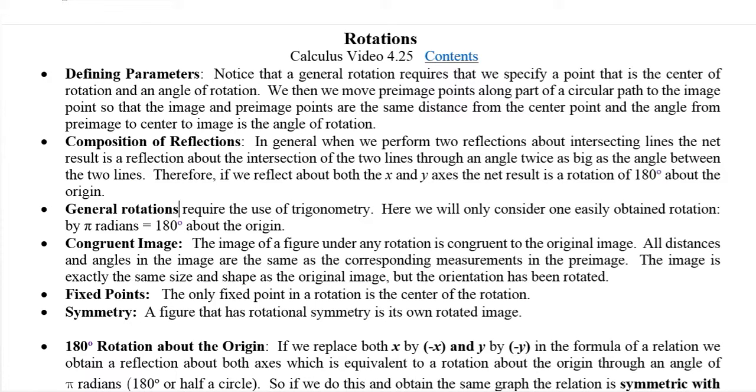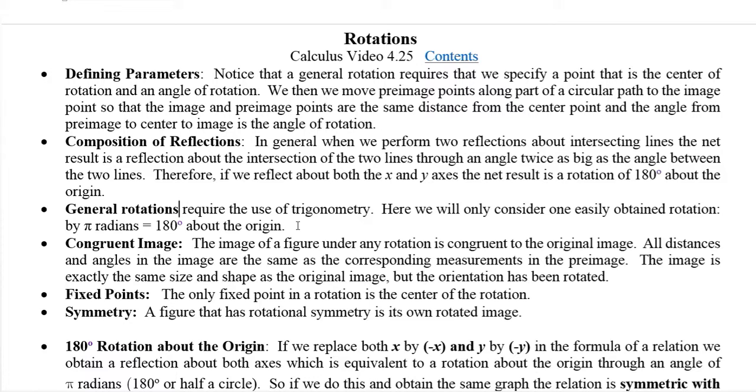My trigonometry notes do go over some of this in more generality, but here I just want to specifically look at one specific rotation: rotation by pi radians, or 180 degrees, about the origin.